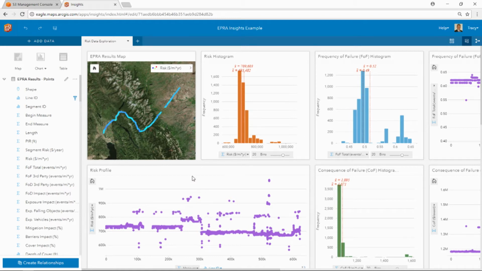I've also plotted total risk in a profile plot using a scatter plot type of display. And what we're looking at here are the risk values plotted along the length of the pipeline. So starting at a cumulative measure of roughly 0 and going all the way out to 600,000 plus. Relative to the map, that 0 point is up here in the northeastern corner, and the 600,000 plus point is down here in the southwestern corner.